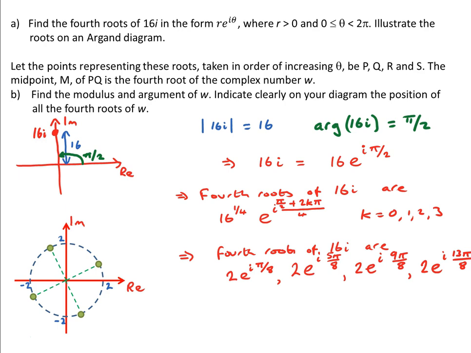So the four roots that we've got there form the vertices of a square. And we've been told that those 4 points are P, Q, R and S.